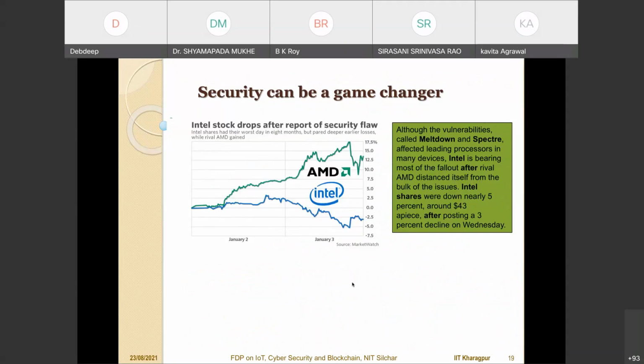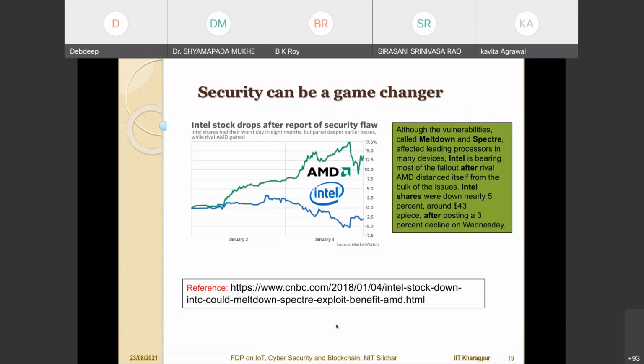Just to motivate what I said, let's take a little look back at Intel stock. When the Meltdown and Spectre attacks surfaced, Intel bore most of the fallout, as its rival AMD had better performance against these attacks, and therefore Intel stock fell significantly, around a 3% decline compared to what it was initially. So this says that security can be a game changer.